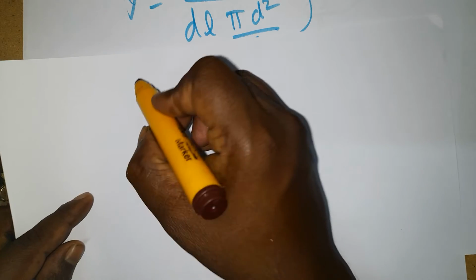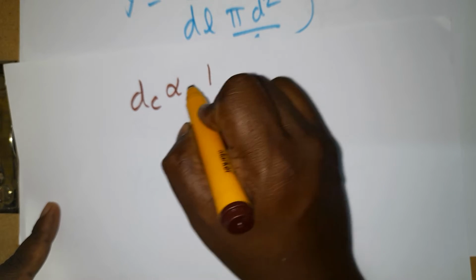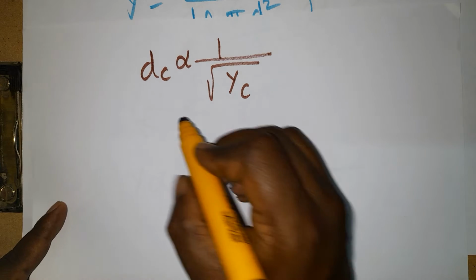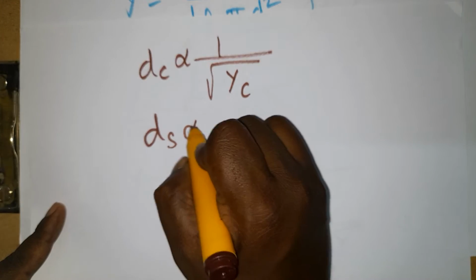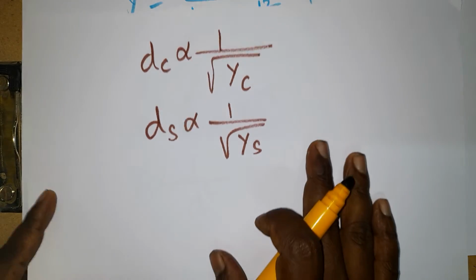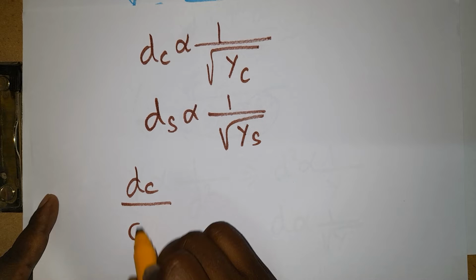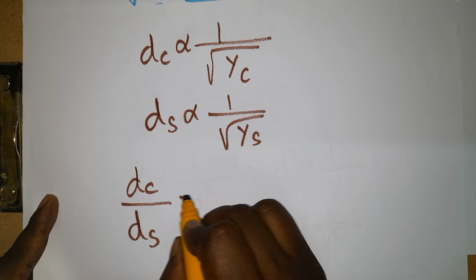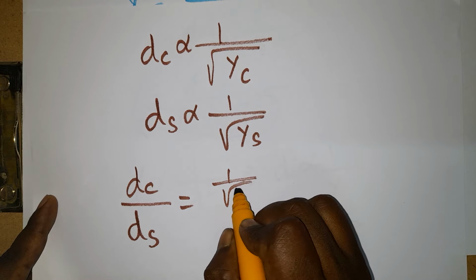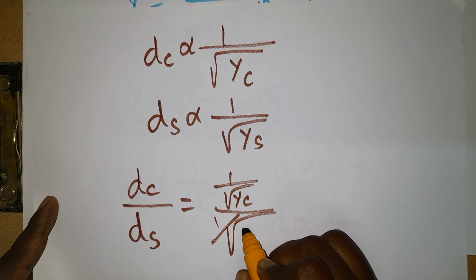First we take the copper wire: diameter of the copper wire is inversely proportional to the square root of Young's modulus of copper wire. Diameter of steel wire is inversely proportional to the root of Young's modulus of steel wire. Other terms are constant. I am taking the ratio of these 2, copper wire by steel wire. The other terms get cancelled in the ratio: 1 divided by Young's modulus of copper, divided by 1 divided by Young's modulus of steel.